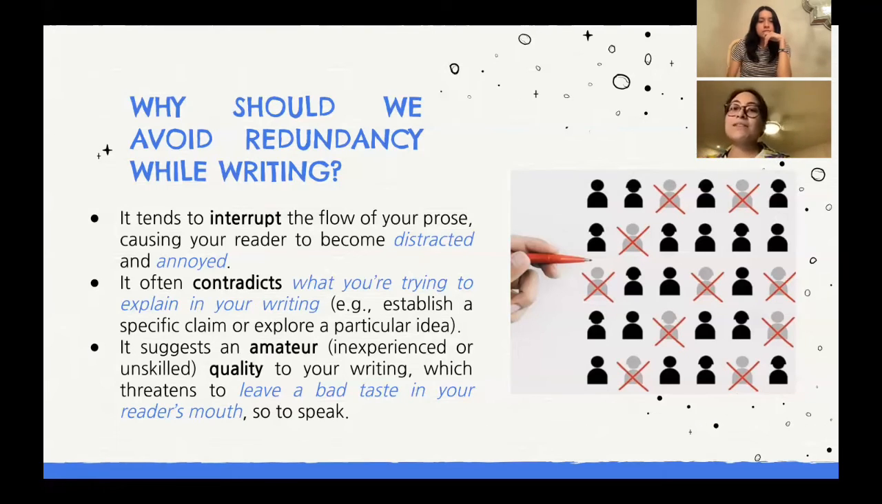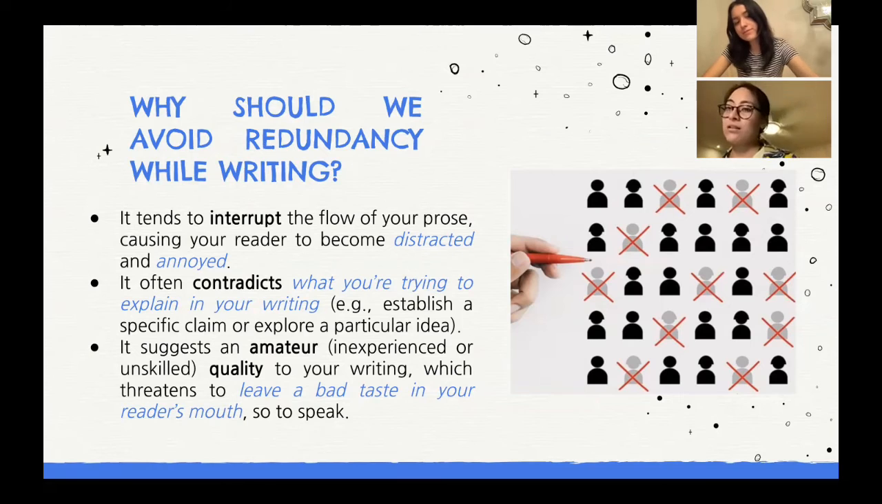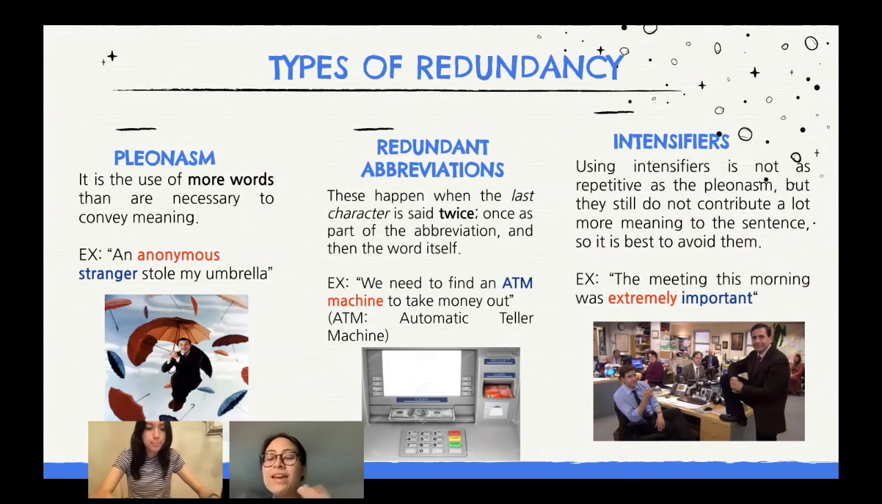And last but not least, it suggests an amateur quality to your writing, which tends to leave a bad taste in your reader's mouth. An amateur quality is when it's inexperienced, and it suggests that you don't know how to write properly in an essay or in general. So yeah, we need to be careful with that. And last but not least, we have the three types of redundancy.